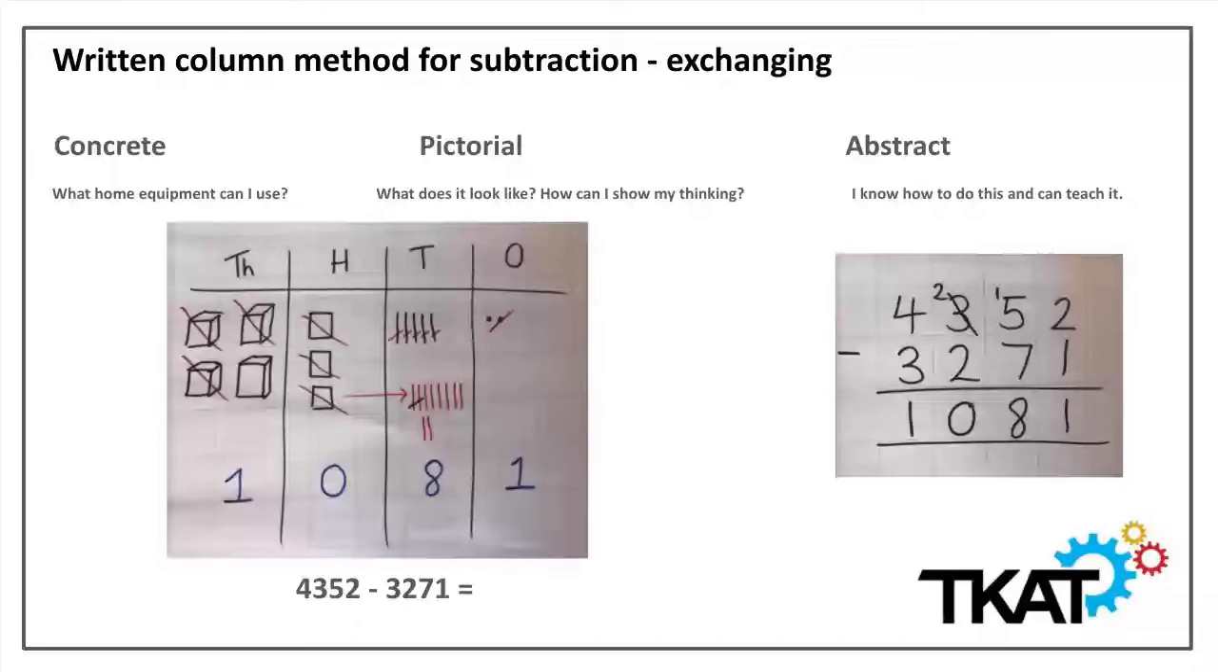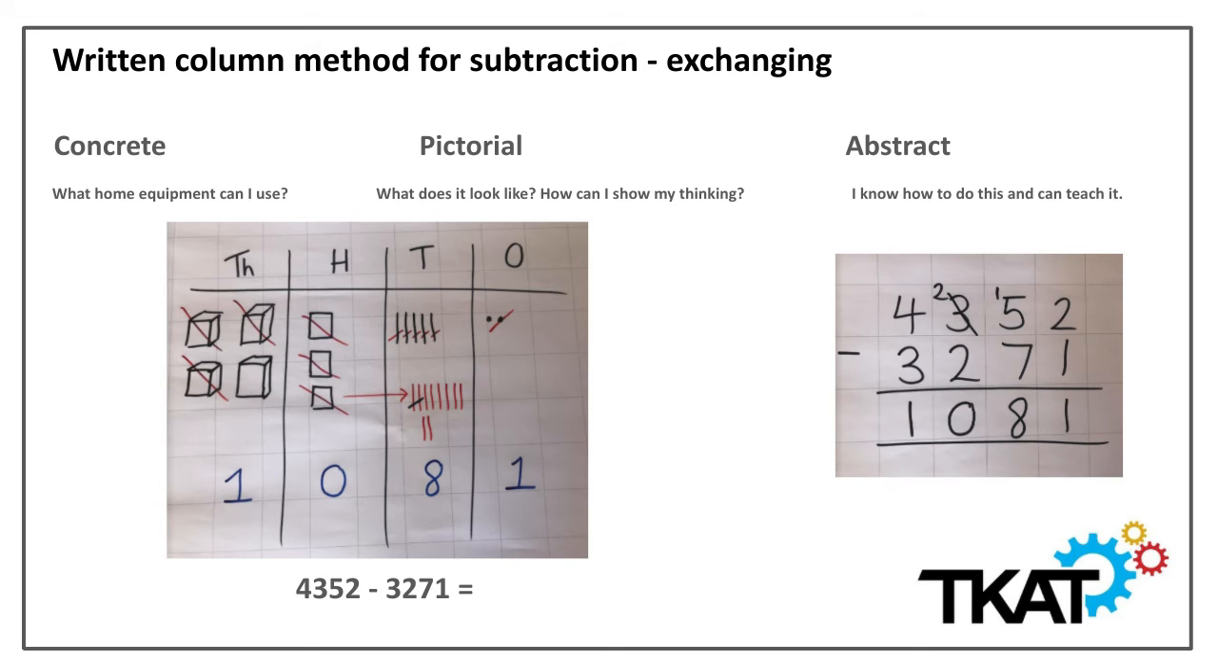In the concrete example above, 4,352 take away 3,271, you can see that we start by subtracting the ones. So in this case, 1 is being subtracted. Moving into the tens, 4,352 has 5 tens, but 3,271 has 7 tens. So we are unable to subtract 70 from 50.